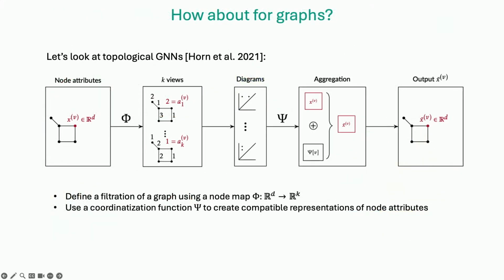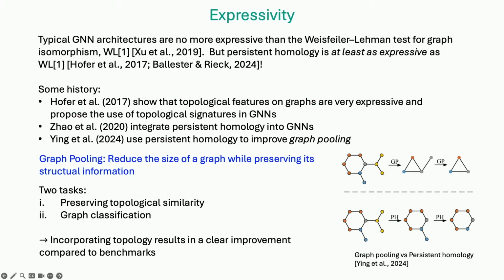And then in the case of graphs, you can actually also develop topological graph neural networks, which has been done by some people in the community here, where you basically look at the persistent homology of your graphs and then encode them into your graph neural network. So this has been done. And why would we want to do this?